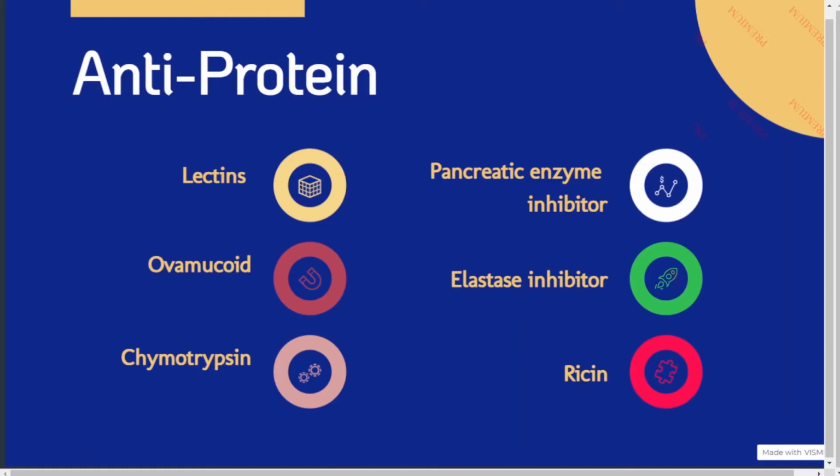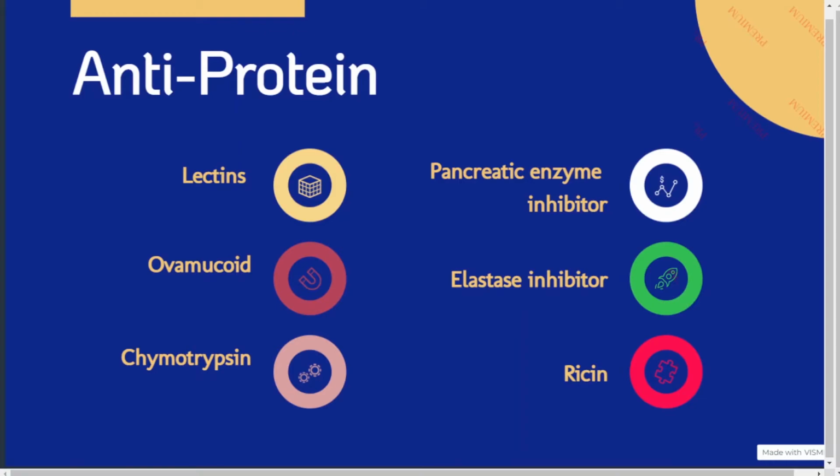Okay, ovomucoid. Ovomucoid is found in egg, and it inhibits proteolytic enzymes. Now, what is proteolytic? Proteolytic means they help in the breakdown of proteins to amino acids. So this ovomucoid, which is present in egg, will inhibit protein breakdown. Simple as that.